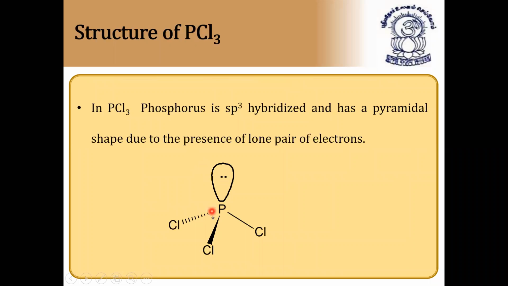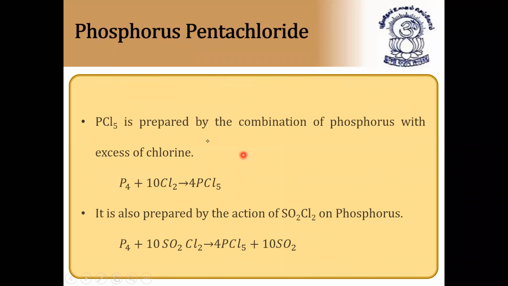Structure of PCl3. It has one lone pair of electrons. In PCl3, phosphorus is sp3 hybridized like in the case of ammonia and has a pyramidal shape due to the presence of the lone pair of electrons. The bond angle is also reduced. This is the structure of PCl5, phosphorus pentachloride. It forms two types of halides, that is PX3 and PX5. Let us see now PX5.